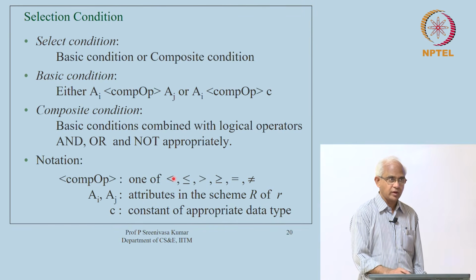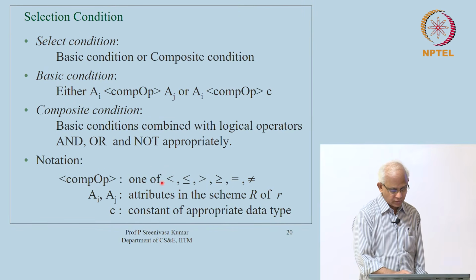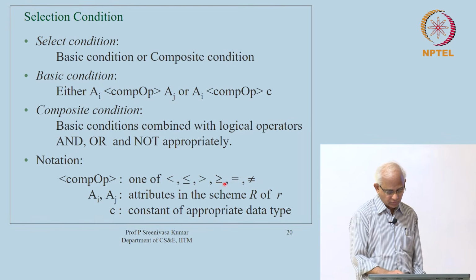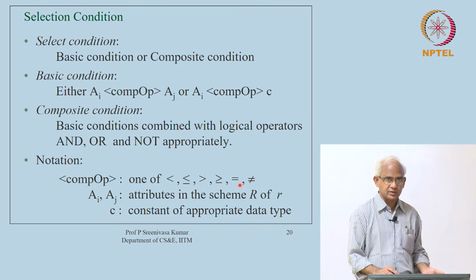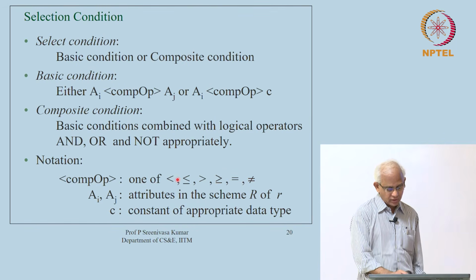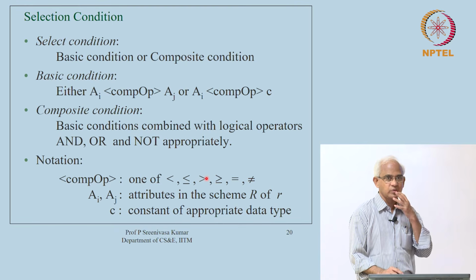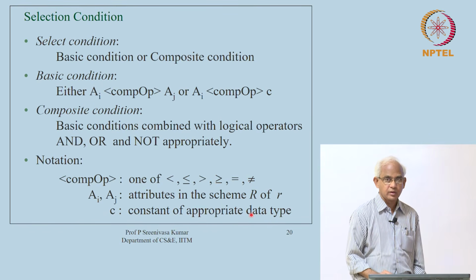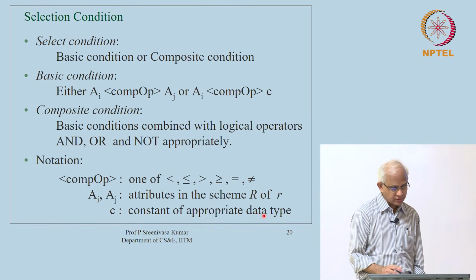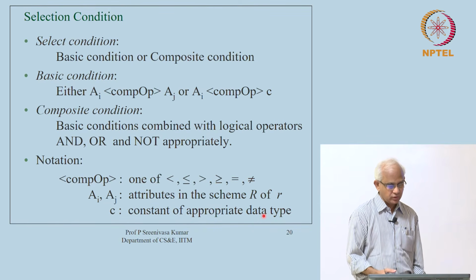Basically they compare values, and of course we will assume that if you are applying these comparison operators, the corresponding domains are linearly ordered sets. The order relations do exist on those attributes, only then it will make sense for us. Okay. So C is a constant of appropriate data type. So let us start using this condition and then express a few data requests.